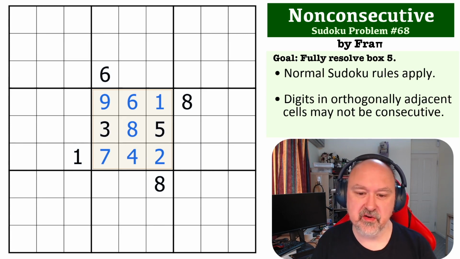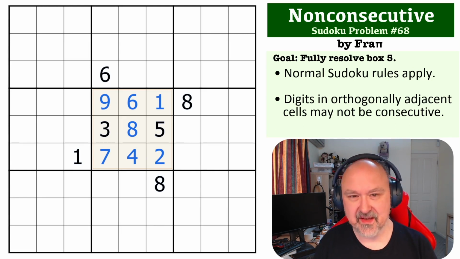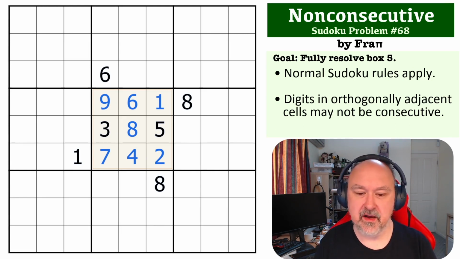I really like non-consecutive. A well-designed non-consecutive Sudoku, I think, is amazing fun. And yeah, I wish we saw more of them.